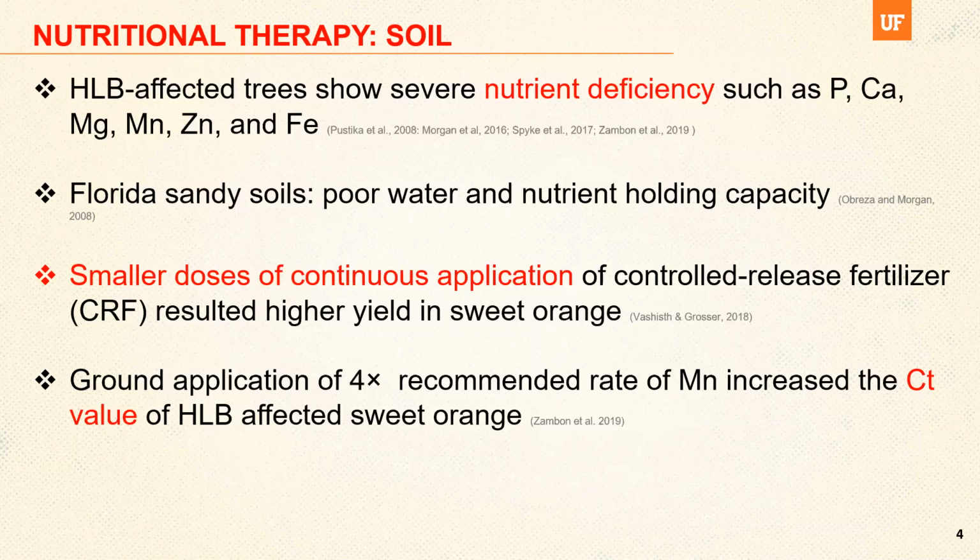Past studies show that the ground application of manganese four times can increase the CT value. Here the CT value is an indication of the concentration of bacterial DNA. The higher the CT value, the lower the concentration of bacterial DNA.